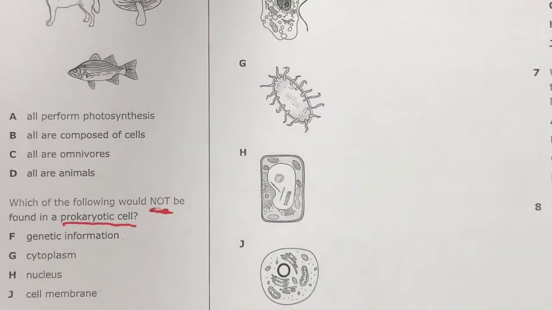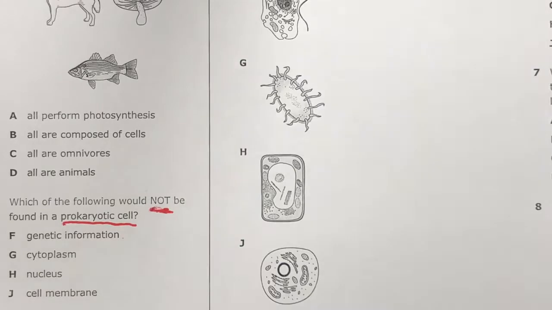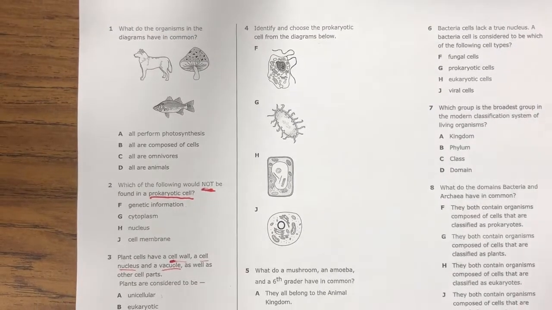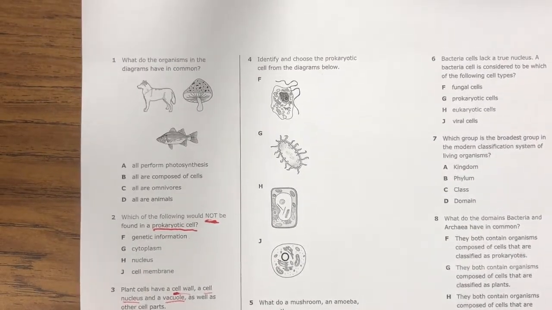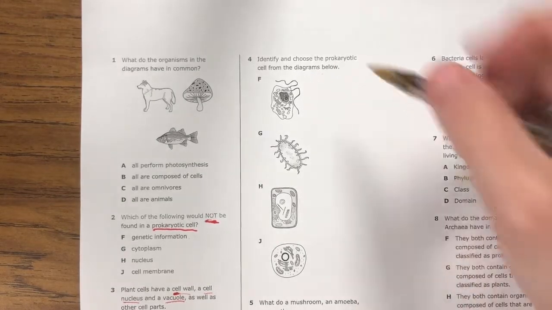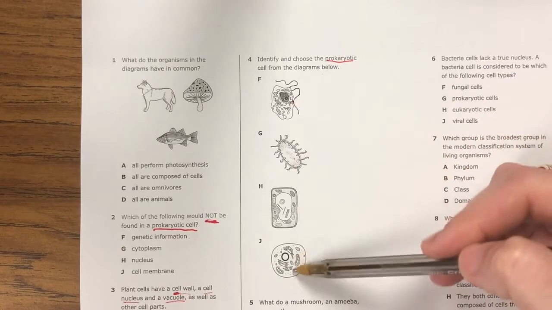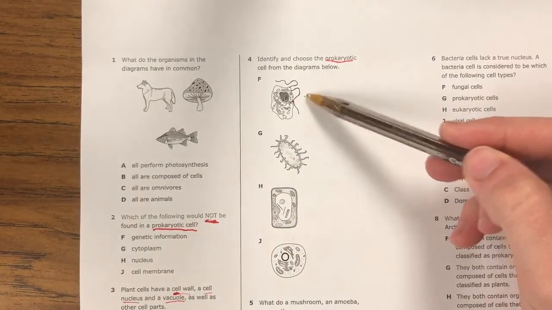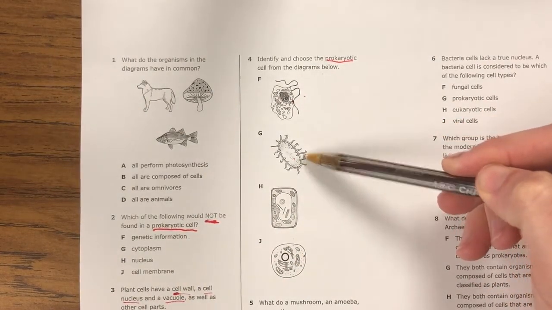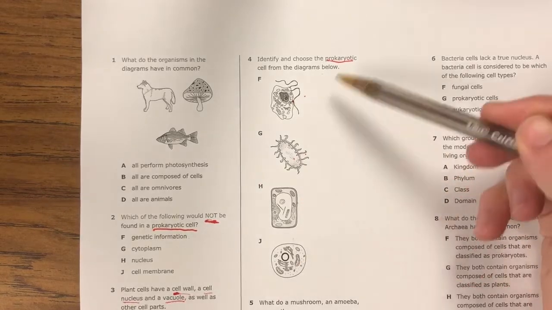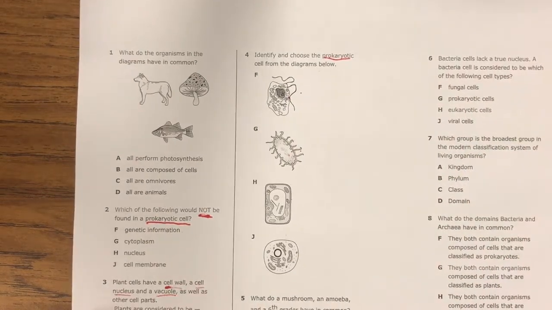All right, number four says, identify and choose the prokaryotic cell from the diagram below. So you need to look at these. You have F, this picture, G, this picture, H, and J, and you're picking the prokaryotic cell.